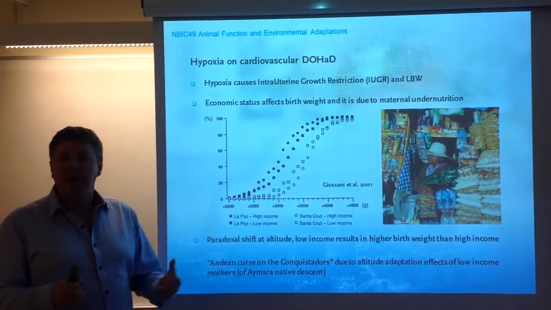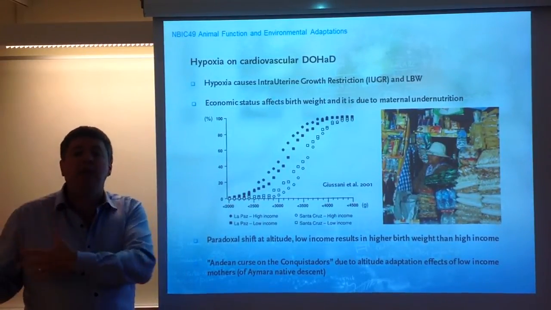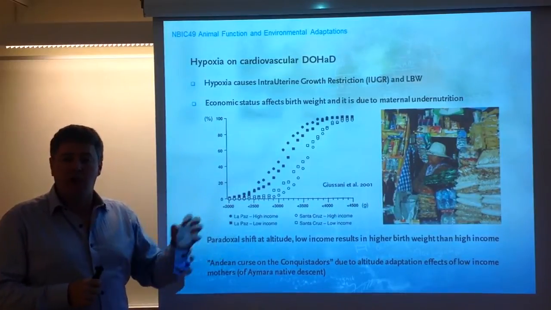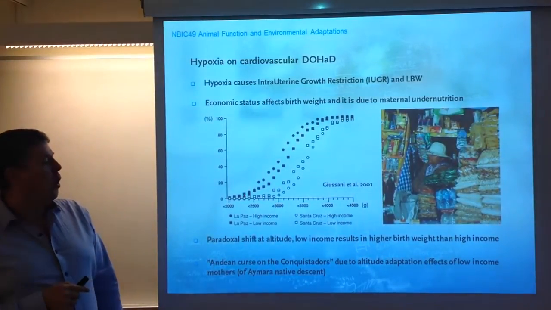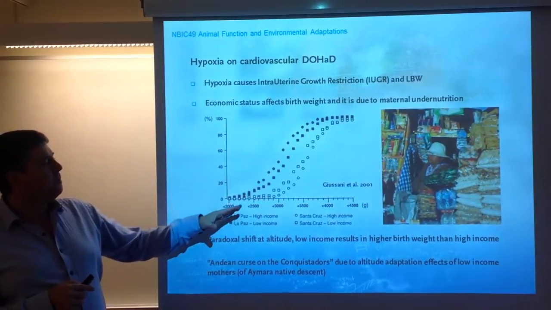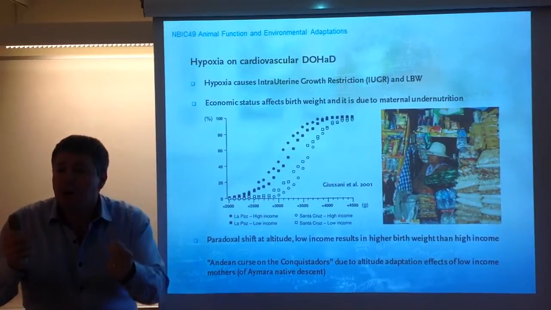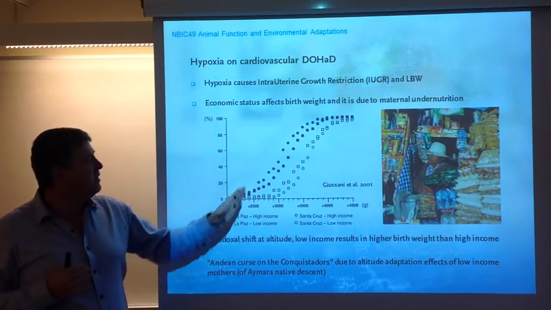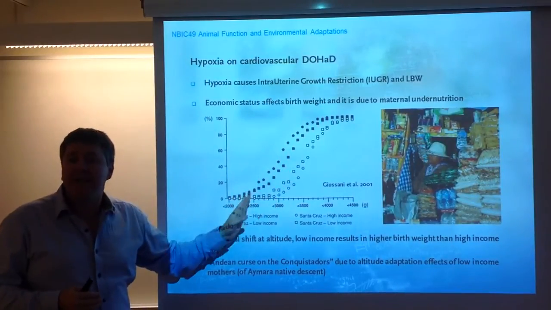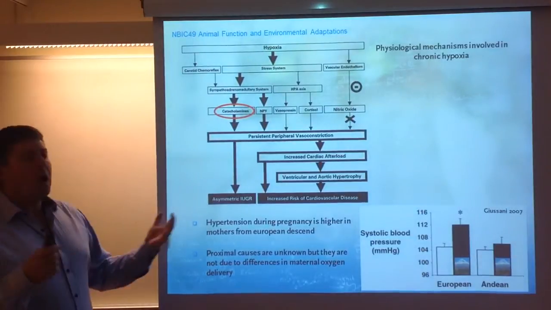The people that moved to these areas as conquerors, the Spaniards, suffer from altitude much more than the natives that are there. So in this case, you are bound to expect a higher incidence of diseases in babies born at altitude as a result of the hypoxia during development. Why is that so?